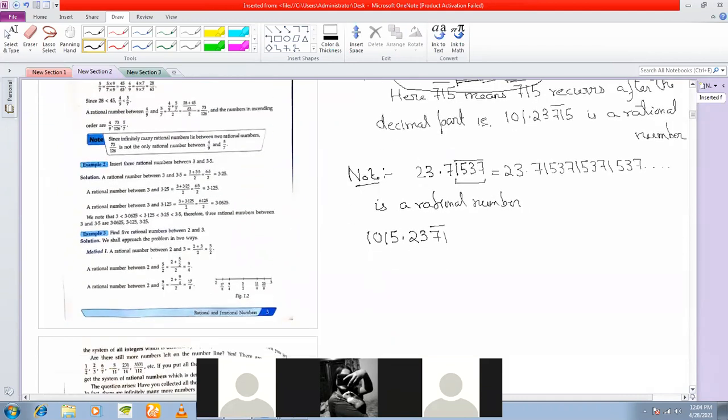Okay. So you have here this number, 71, with a bar above 71. That means only 71 recurs after the decimal. So this number goes in this manner, 71 will continue in this manner. But you see that at the end you have 2 digits recurring. So that means this is a rational number. Clear?